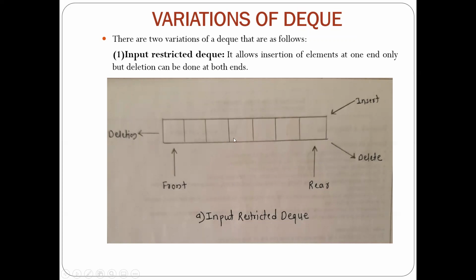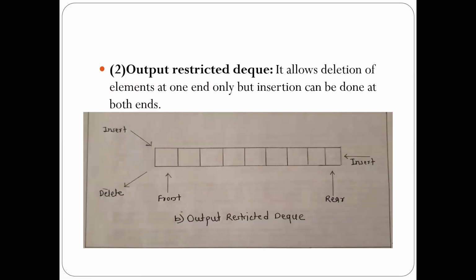On this input restricted DQ, a total of 3 operations we can implement: insert from the rear, delete from the rear, and delete from the front here. Operations are exactly similar to the double-ended queue.